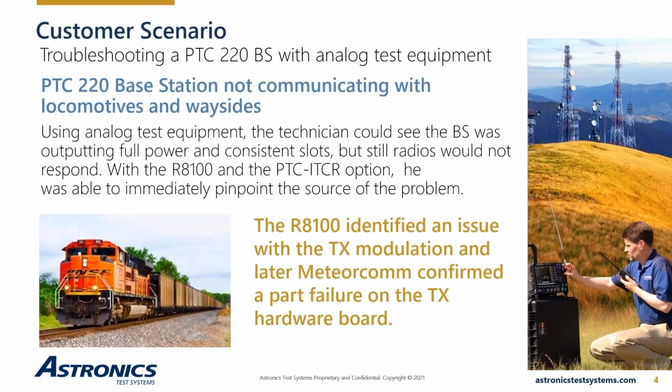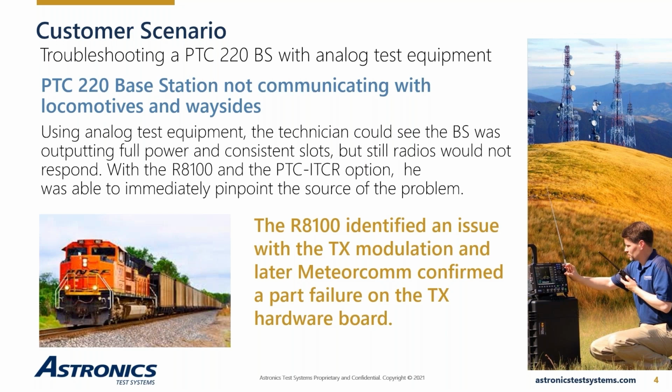And so this scenario is this. We had a customer who was testing a base station. It was communicating, but it was having problems communicating properly with locomotives and waysides. They had the RF test equipment. It showed it was putting out full power. They could see the slots were being transmitted, but still couldn't get radios to respond.